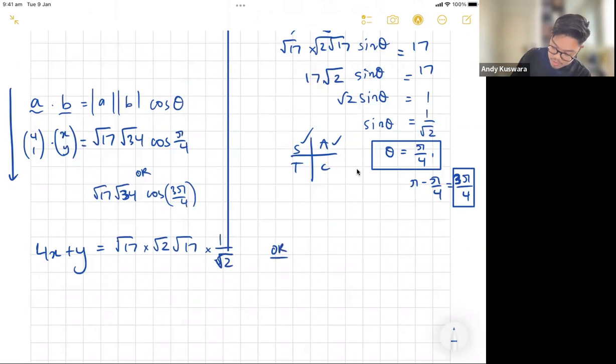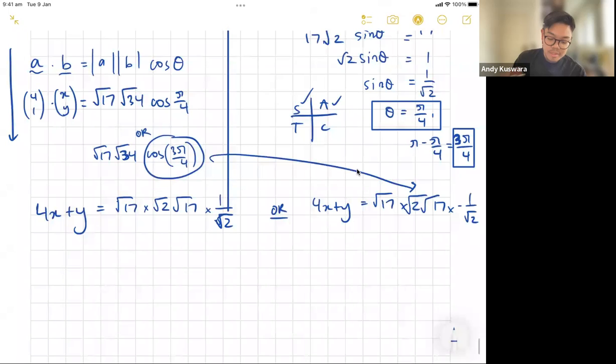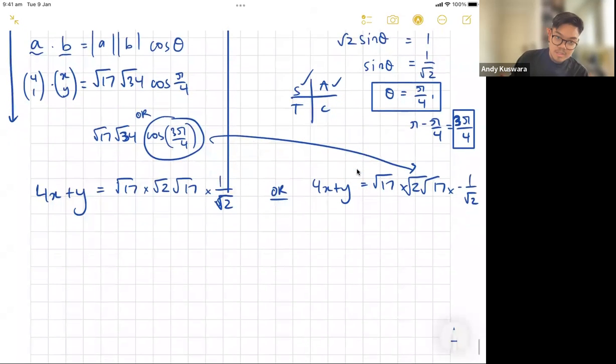Or, and I'll write the "or" here this time, it's going to be 4x plus y equals root 17 times root 2 times negative 1 on root 2. The reason that this is negative 1 is from this one, the cos 3π on 4. It's just 1 on root 2, but in the second quadrant. So cos in the second quadrant is negative.